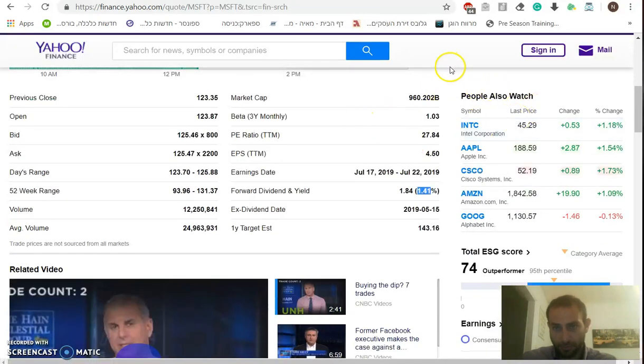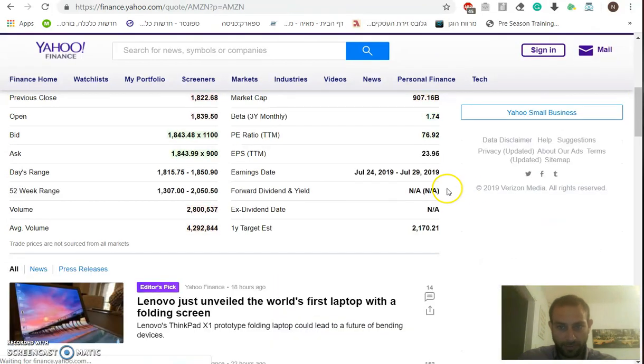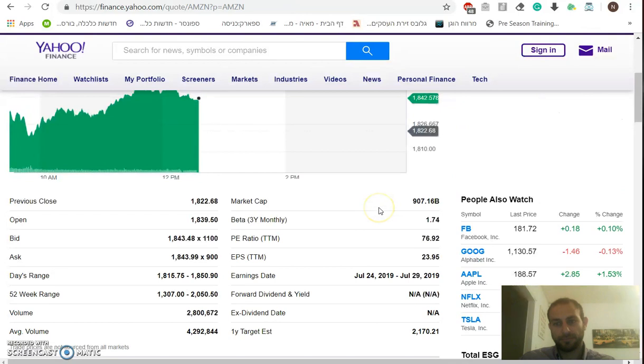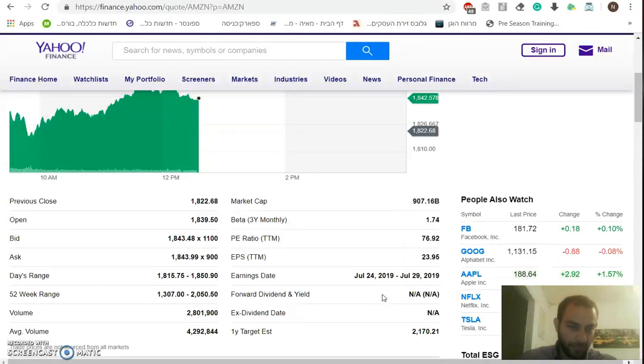Let's check any other company. Let's check Amazon. All right, I chose Amazon for a reason. You see here that it is written NA, which means there is no dividend. Even though Amazon has profits, great profits, I guess. In the last year, they have profits, and it's a big company. It's a gigantic company, actually. See, they don't pay dividends.